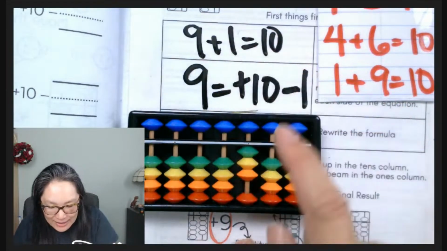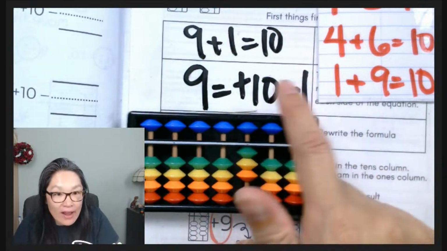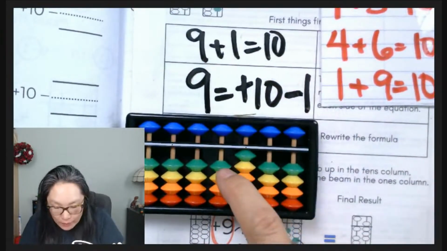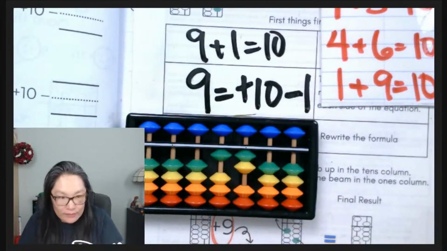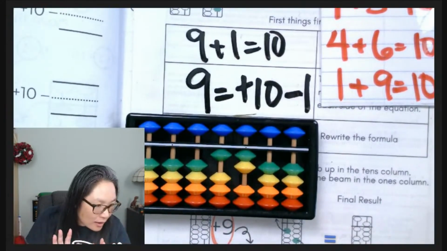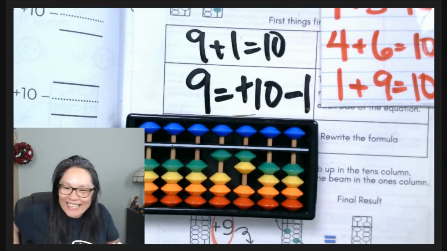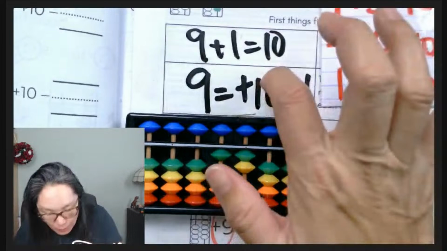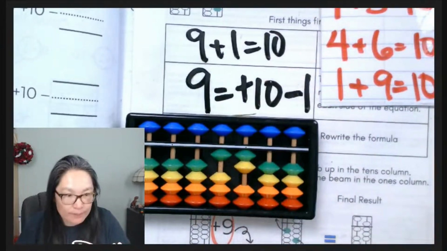We want to add the 9. I'm going to plus the 10. Now I have directions. I'm going to plus the 10 and take away the 1. That's the direction. So now we're minimizing mental labor. Why? Because it's obvious, right? That's what I want to do. Plus the 10, take away the 1. That's it.